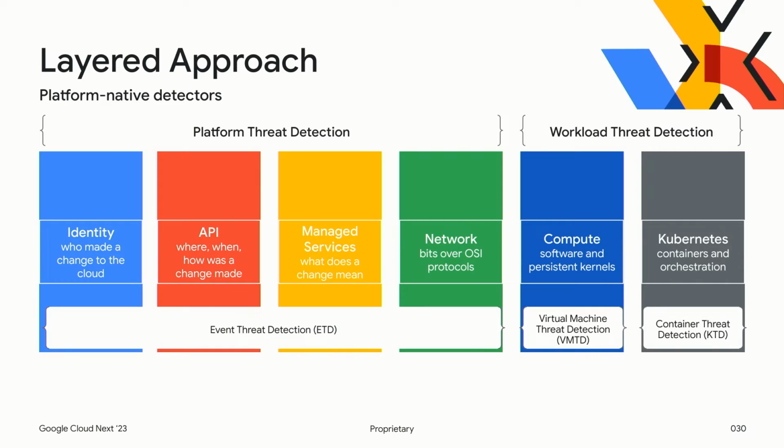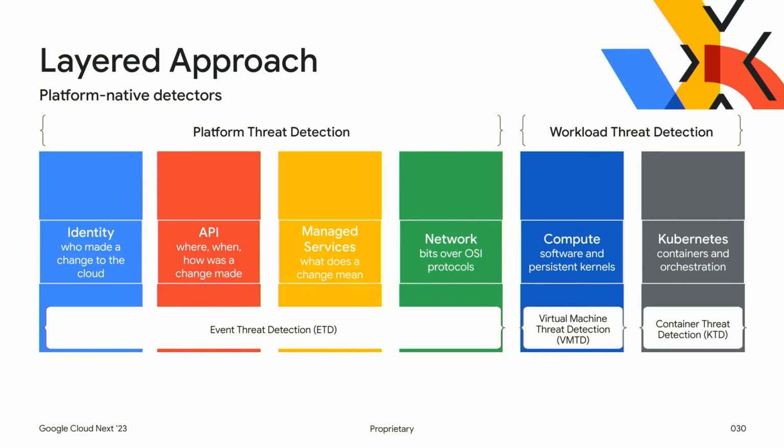Threat detection in the cloud really requires this focus on both the platform and the workload. Now, at the platform level, this includes analyzing events in near real time to understand what changes are being made to your environments, who is making those changes, what are the implications of those changes. And this requires collection and analysis of identity, API, managed services, and network data.